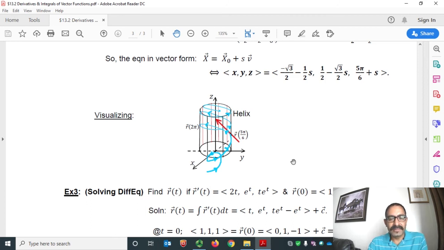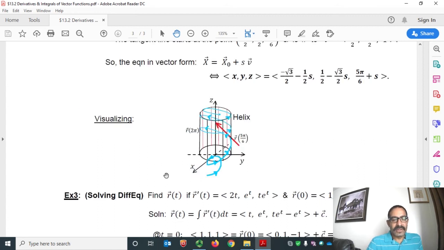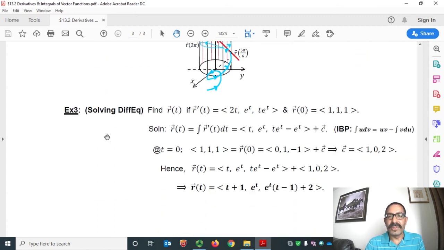Now let's move on. Example 3, solving differential equations. Find r of t, the position function, if we know the derivative, meaning if we know the velocity r prime t, given by this vector, and the initial condition at t equals 0 is the vector 1, 1, 1. Solutions. Here r of t equals the integral of r prime t.